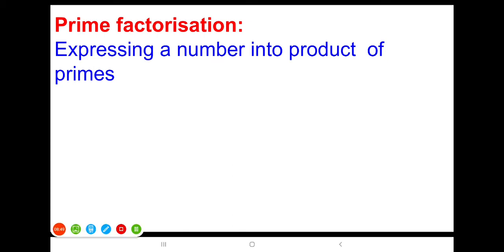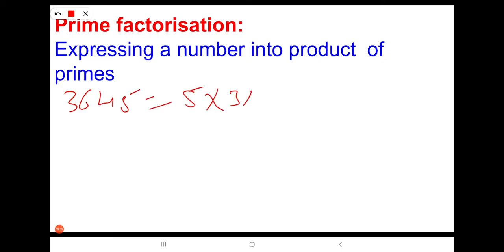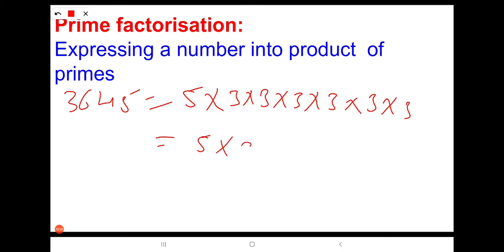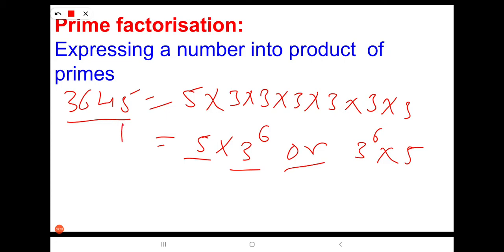So this 3645, what is the prime factorization of 3645? 5 into 3 into 3 into 3 into 3 into 3 into 3. Okay, we can write 5 into 3 power 6, or we can write 3 power 6 into 5 also, if you follow the order. Here 5 and 3 both are prime numbers. So here I have expressed 3645 as a product of prime numbers. This is the prime factorization of 3645.